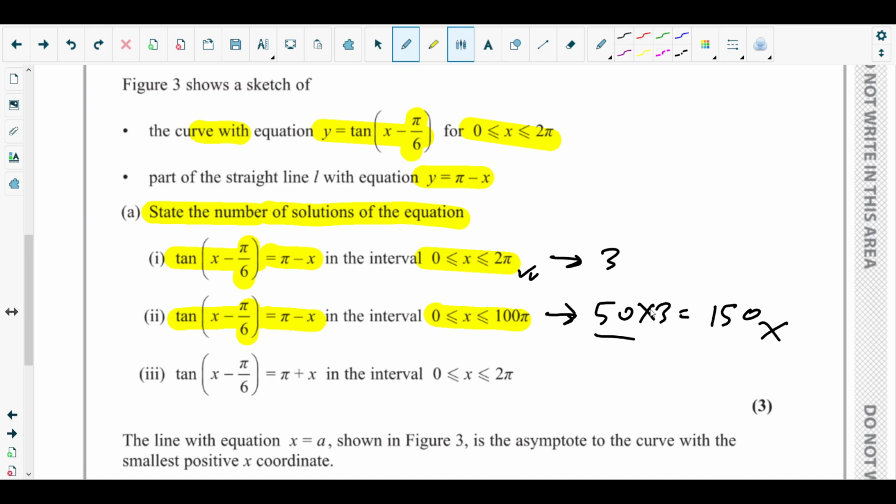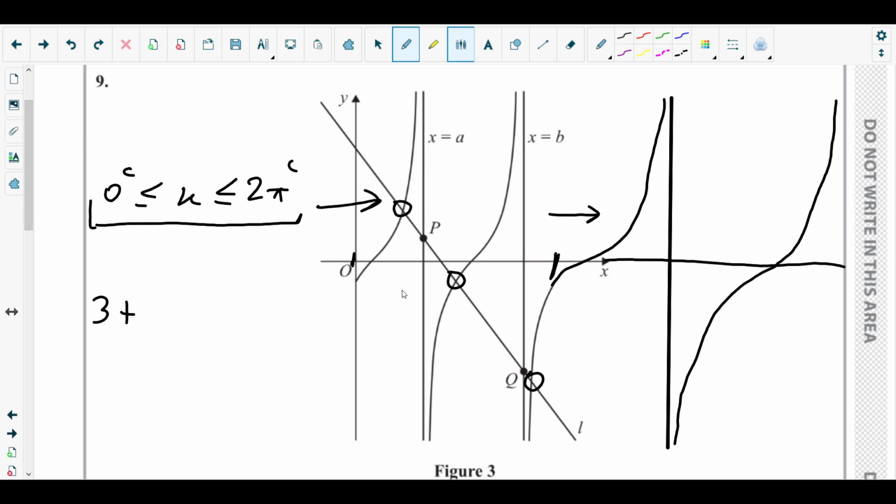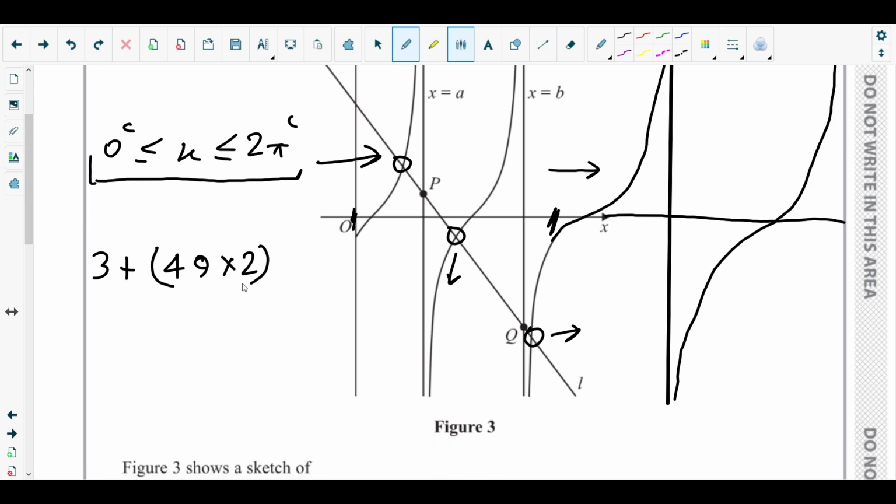So out of 50, in one of them this is 3, and in the rest of them it will be 2 solutions, right? Only the negative part. Like what I meant, from 0 to 2 pi there are 1, 2 points of intersection. So in the first one, how many? In the first 0 to 2 pi radian there will be 3 points of intersection, and in the next 49 periods there will be 2. Okay, 2 in each. So total would be 3 plus 49 times 2, that would give you 110.